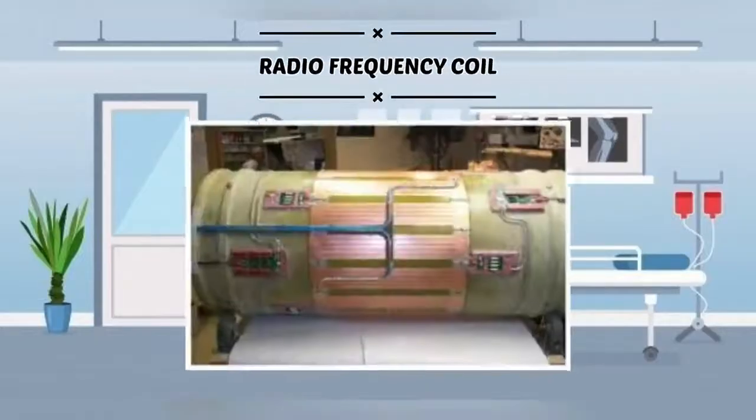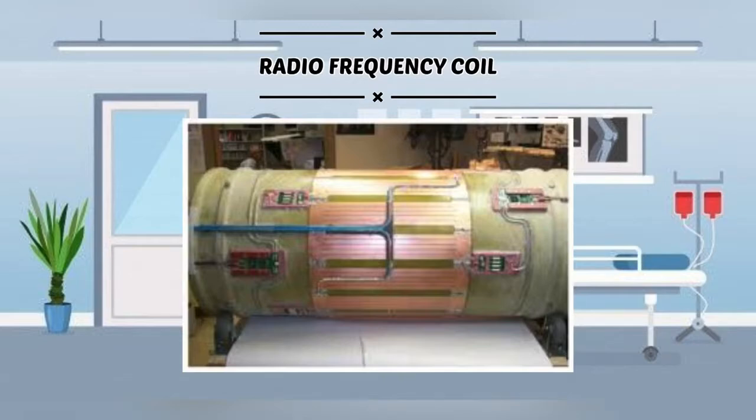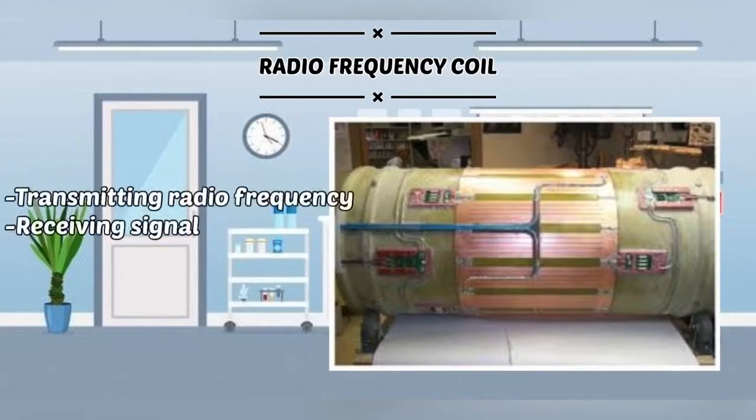Next is the radio frequency coil. The radio frequency coils are used for transmitting the radio frequency pulse and receiving signals in MRI.